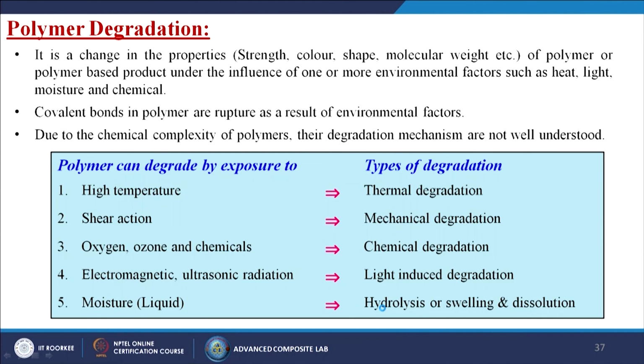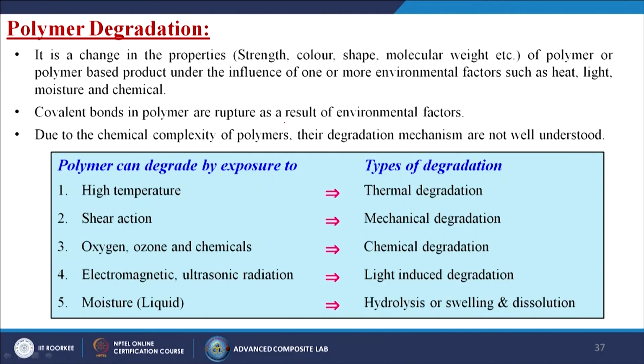Now, we are going to discuss polymer degradation. It is a change in properties like strength, color, shape, molecular weight, etc. of a polymer or polymer-based product under the influence of one or more environmental factors such as heat, light, moisture or chemicals. Say suppose we keep a polymer for a longer time in the environment, or buried in the soil, or dipped in water. We can see the degradation of that particular polymer. Covalent bonds in polymers are ruptured as a result of the environmental factors. Due to the chemical complexity of polymers, their degradation mechanisms are not well understood, and research is still going on.